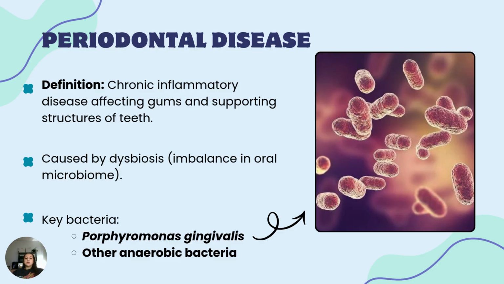Now, periodontal disease, also known as gum disease, is a chronic inflammatory disease that affects the tissues supporting the teeth. And it typically begins with plaque accumulation around the gum line. Now, plaque is a sticky bacterial biofilm made up of microorganisms and their byproducts. If plaque is not removed properly through brushing and flossing, it can harden into calculus, which creates an even better environment for harmful bacteria. And one important bacterium associated with periodontal disease is Porphyromonas gingivalis.